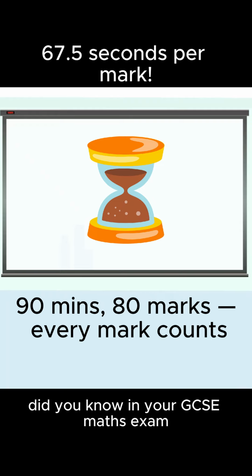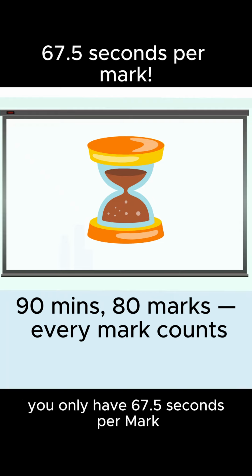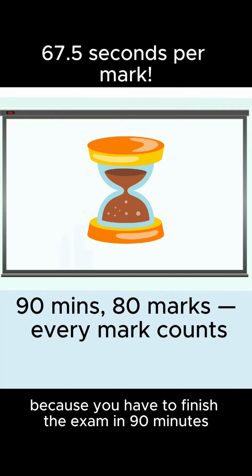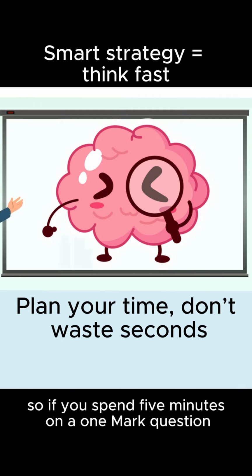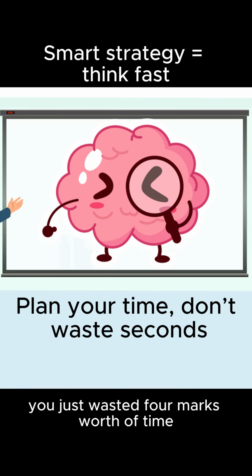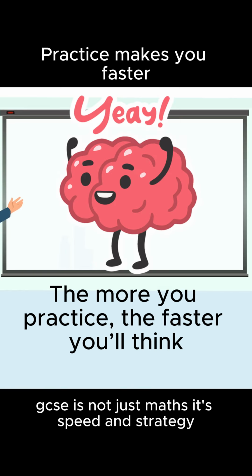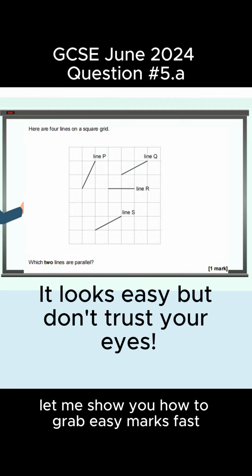Did you know, in your GCSE Maths exam, you only have 67.5 seconds per mark? Because you have to finish the exam in 90 minutes, and that's 80 marks. So, if you spend 5 minutes on a 1-mark question, you just wasted 4 marks worth of time. GCSE is not just maths, it's speed and strategy. Let me show you how to grab easy marks fast.